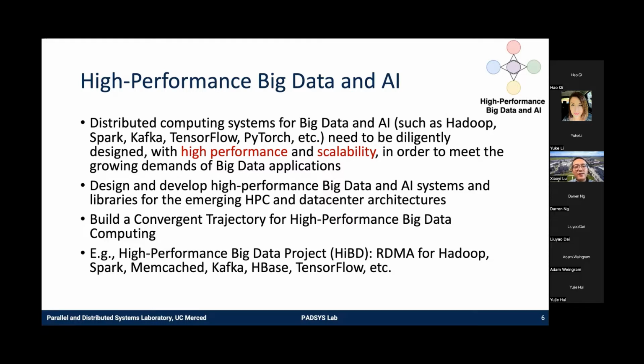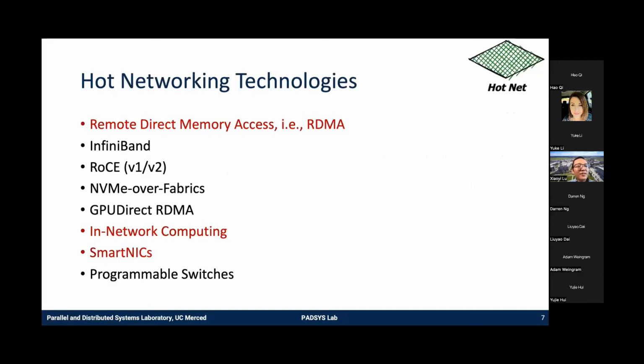So I will introduce this one with a lot of slides later, so I will skip this for now. And the hot network technologies, this is something my group actually worked on for many years. For instance, we did a lot of work with RDMA. I will introduce this technology later as well: InfiniBand, RoCE, GPUDirect RDMA, network computing, SmartNICs, programmable switches, something like that.